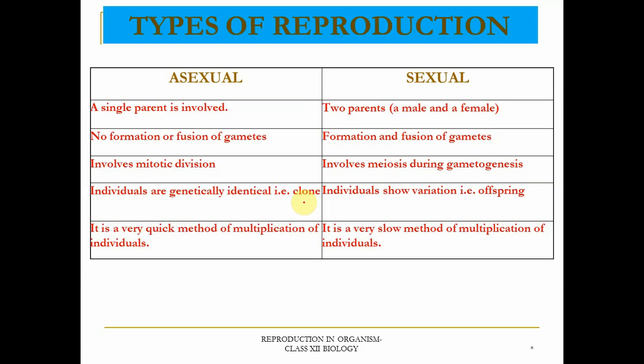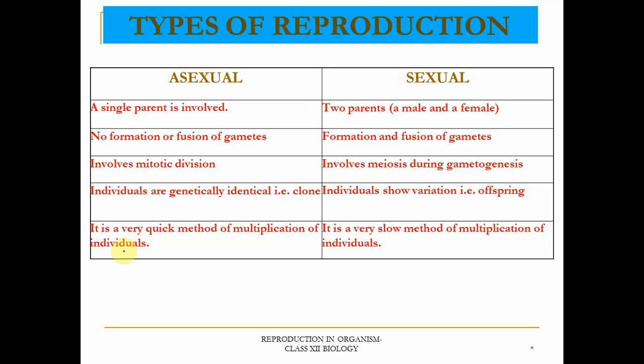But in sexual reproduction, fertilization takes place between two different gametes coming from the parents, that is mother and father, a male and female parent. So the offsprings are produced with different variations. Variations are most important for the production of different individuals in sexual reproduction, which also helps in the evolutionary process. Asexual reproduction is a very quick method of multiplication of individuals. Sexual reproduction is a very slow and more complex process as compared to asexual reproduction. So these are some differences between asexual and sexual reproduction.